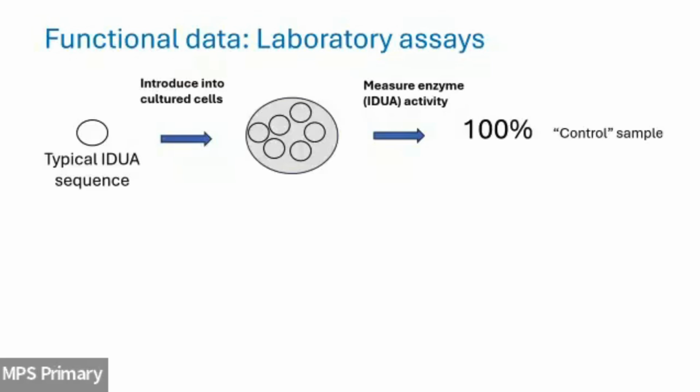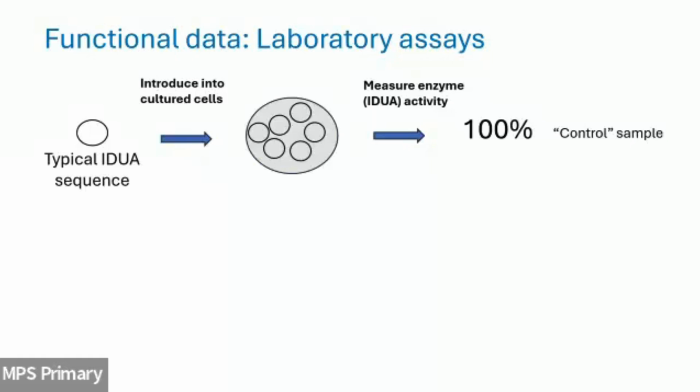So these publications can do really cool things. They can take the actual sequence of a gene, introduce that gene into a cell, the gene will then be translated into a protein, and then we can measure the activity of those proteins. So IDUA, for example, we can put that sequence into a cell, it will make the IDUA enzyme, and then we can measure the activity of that enzyme.